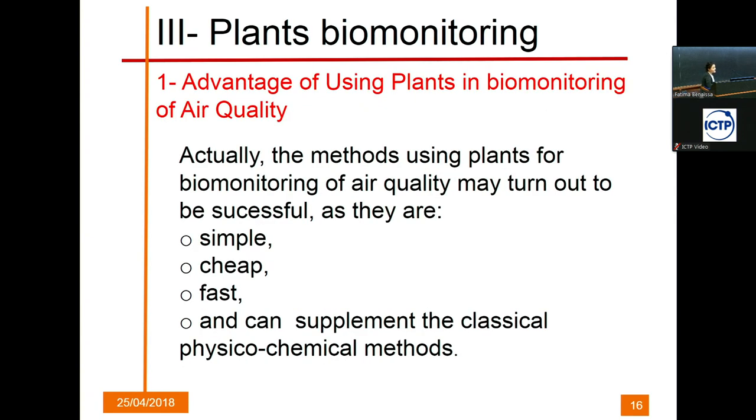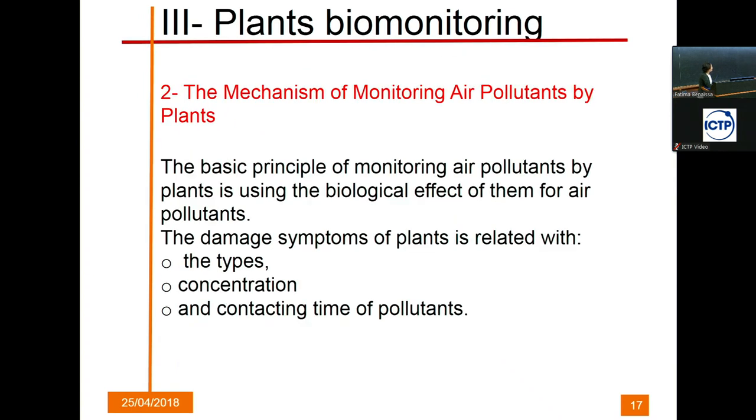So, plant biomonitoring is proposed. It's better because it's simple, it's cheap, it's fast, and can supplement the classic physico-chemical method. The mechanism of biomonitoring air pollution by plants is based on the symptoms. These symptoms in plants are related firstly to the type of pollutant, gases or particles, organic or inorganic pollutant, concentration of pollutant, and contacting time of pollutant, if it's a short or long time contacting.